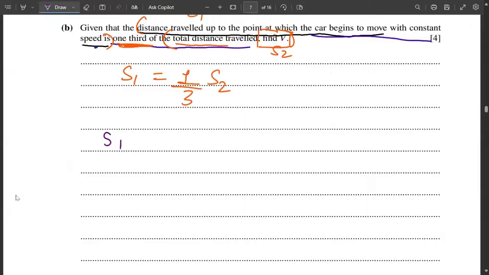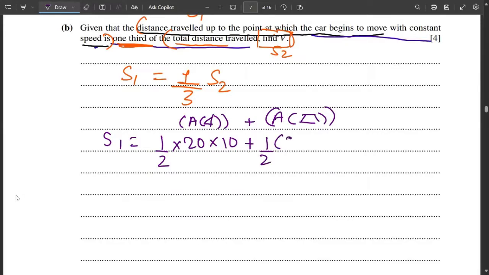So what is S1 exactly? S1 will be half into 20 into 10, which is area of triangle, not this triangle, a right angle triangle which was formed right there, plus area of trapezium, which was half into (V plus 20) into height, which was 5. And now let's talk about S2.